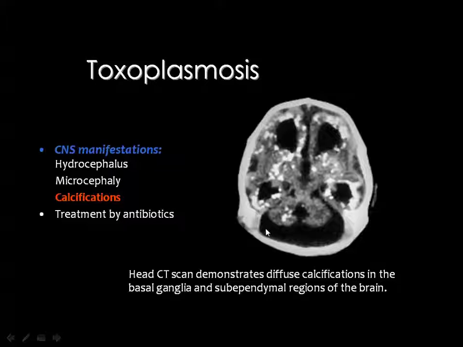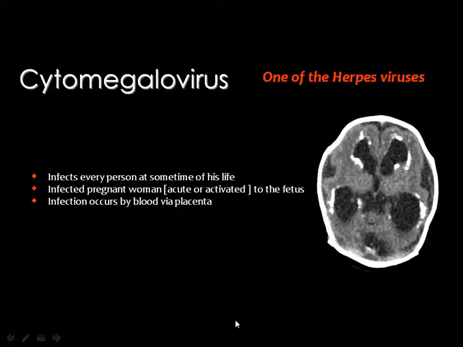Here you can see a retrocerebellar CSF containing cyst, which is continuous with the fourth ventricle. We will discuss this in full detail in the lecture of hydrocephalus. Then the treatment of this protozoon is usually by antibiotics.